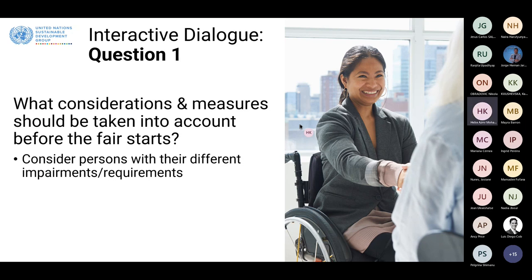Okay, so what do you think we need to do before the event starts? You said that we have to connect and network with organizations of persons with disabilities, which is of course a very, very valid point. So in terms of the venue, when you're going to select the venue, do you think there are certain measures that you have to take into account when you select the venue or the location of the event?